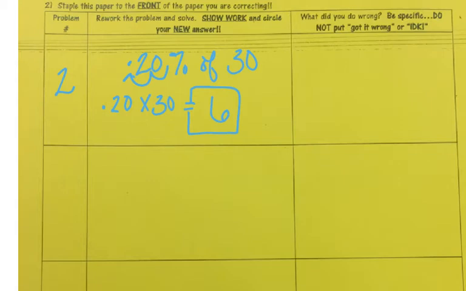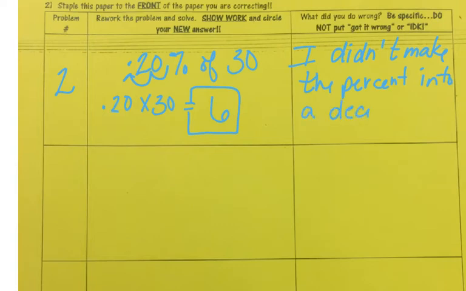Now, in this final box in this row, it says, what did you do wrong? Be specific. Do not put, got it wrong, or I don't know. You've got to tell me what you did the first time. So for this one, you could put, I didn't make the percent into a decimal. It can be a real quick, short little sentence like that. If you're having a hard time figuring out what to put there, always ask. I can help you, or I can look over your work and help you find what happened.